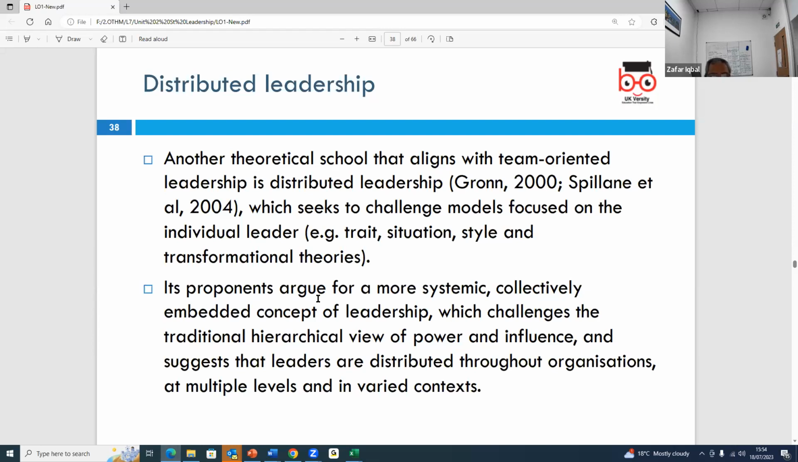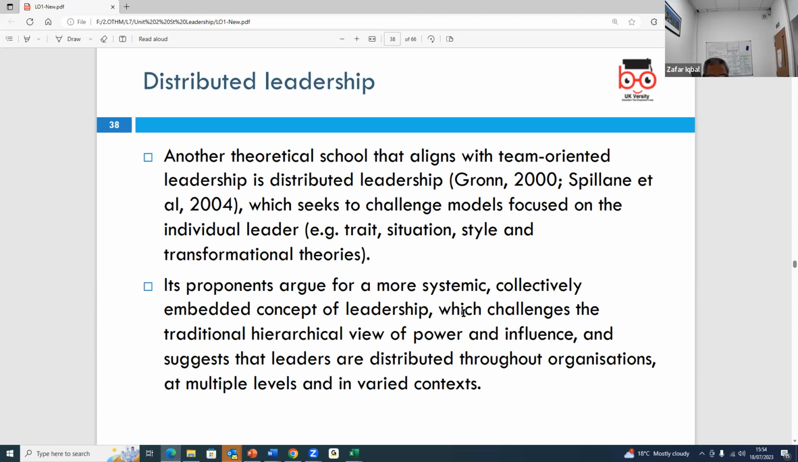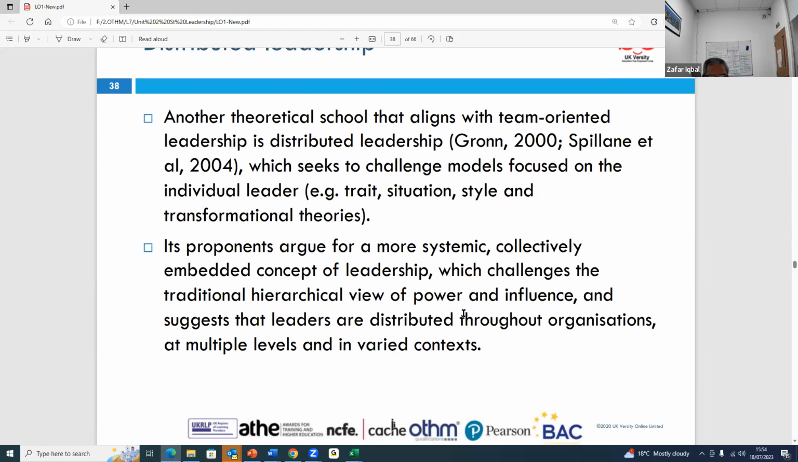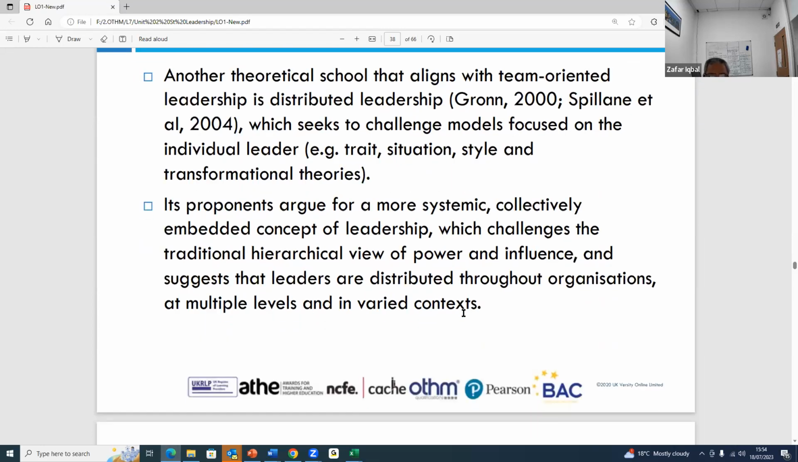They challenge in the sense that it seeks to challenge, focused mainly on traits. It looks at the challenge of situational analysis, style, and transformational leadership style. Okay, this type of leadership argues that there is a concept of leadership which influences and looks at leaders as influencers and power hungry, and multiple leaders are distributed throughout the organization.